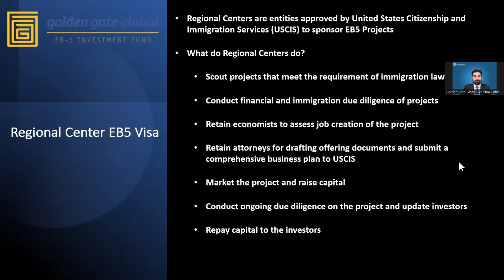Now let's talk about regional center EB-5. Regional centers are private entities approved by United States Citizenship and Immigration Services, USCIS, and they are authorized to sponsor EB-5 projects. So what do these regional centers do? Regional center EB-5 is a very hands-off approach. You don't need to hire many professionals because that's what regional centers have already done.